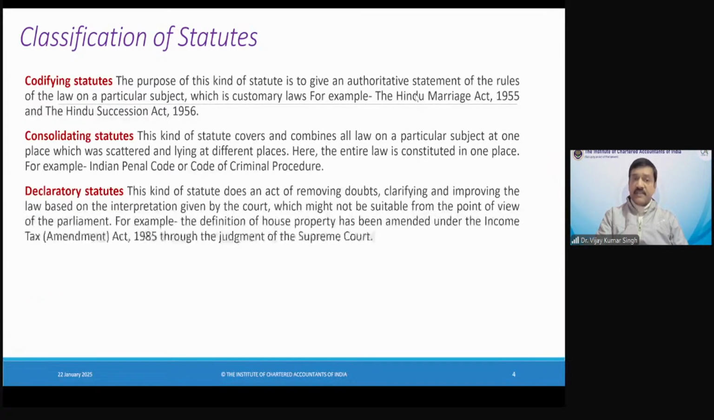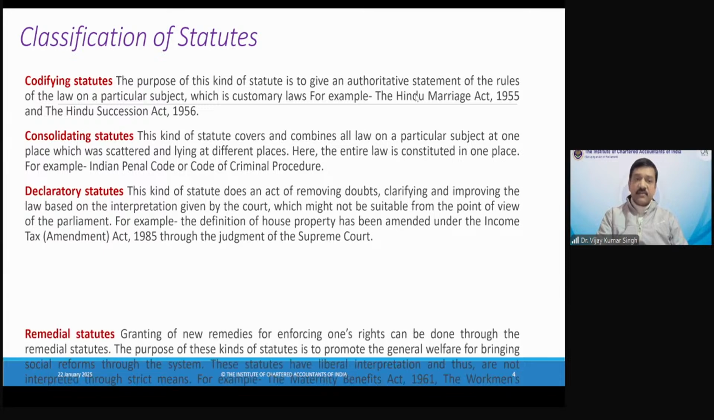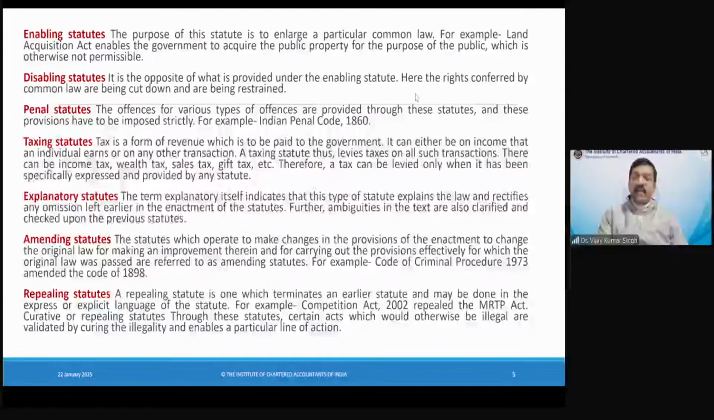So these are the different types of statutes: codifying statutes, consolidating statutes, declaratory statutes, remedial statutes, and then we have enabling statutes, disabling statutes, penal statutes, taxing statutes, explanatory statutes, amending statutes, and repealing statutes. All these different statutes, we had a discussion in our previous session, and we had dealt with some examples also in each one of them. And I hope you got those examples. If you have any questions, I will be happy to take that.